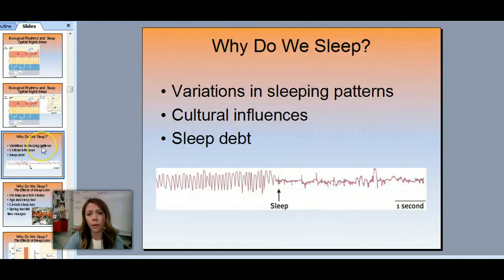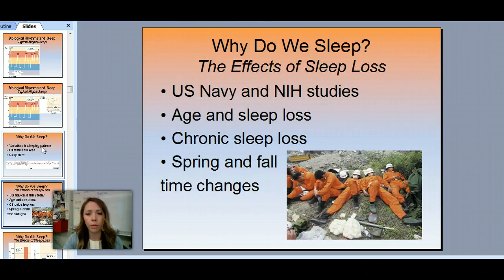Now, the theories behind why we sleep. There are a lot of different debates on why we sleep, and depending on the perspective, it explains why we sleep differently. Remember that there were a lot of studies done with the Navy on sleep deprivation, and an institute looking at how we lose sleep as we get older. So some things you need to know about sleep: as you get older, you stop sleeping as much, you don't need as much sleep. Chronic sleep loss can cause things like sickness and psychological disorders.